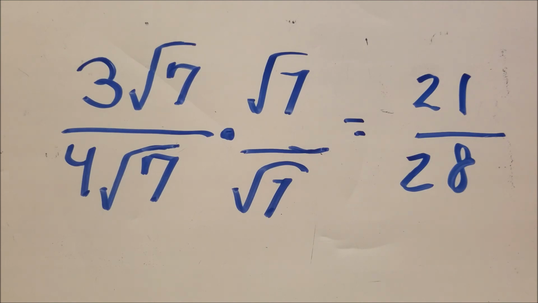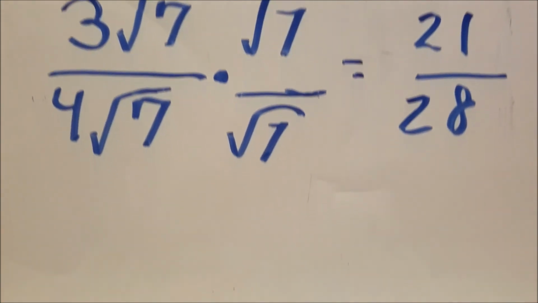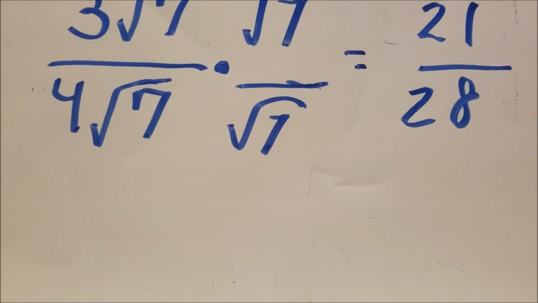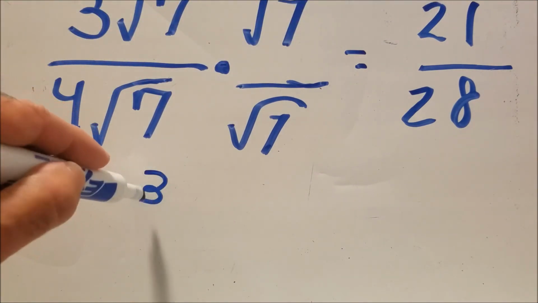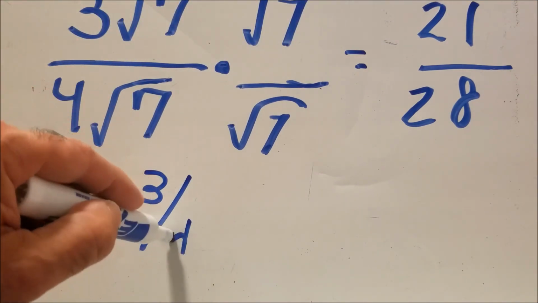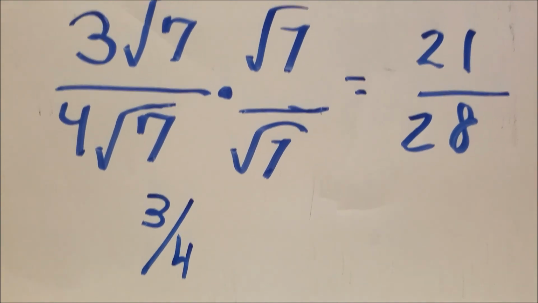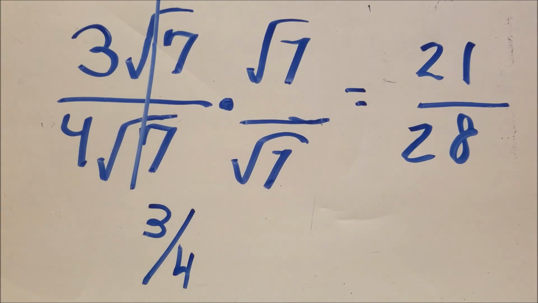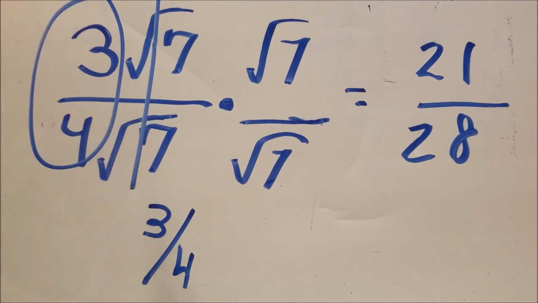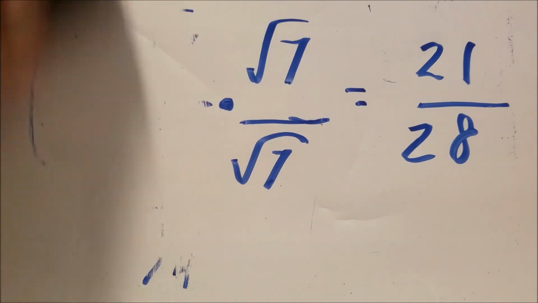But wait a minute. What is 21/28 reduced? Reduce 21/28. Well, 7 goes into 21 3 times, and 7 goes into 28 4 times. So right away, we didn't have to do any of this. We could have just crossed that out right away, and there would be our answer. So watch out for this. Okay.